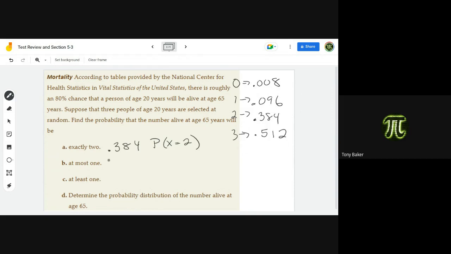What's the probability of at most 1? That's going to be written as x less than or equal to 1. What do I have to do to find that one? At most 1. Which ones am I going to add together? 0 and 1. So 0.008 and 0.096, so I get 0.104. I'm just adding the 0 and the 1, because that's what at most 1 stands for.